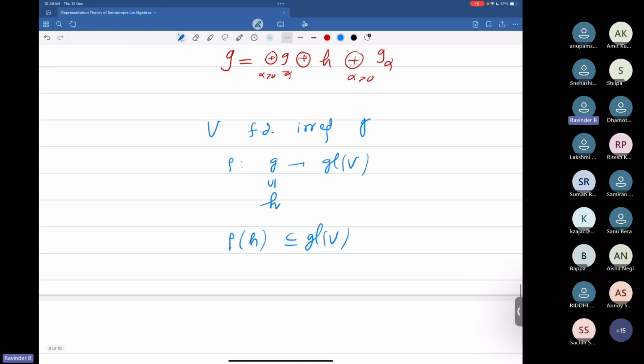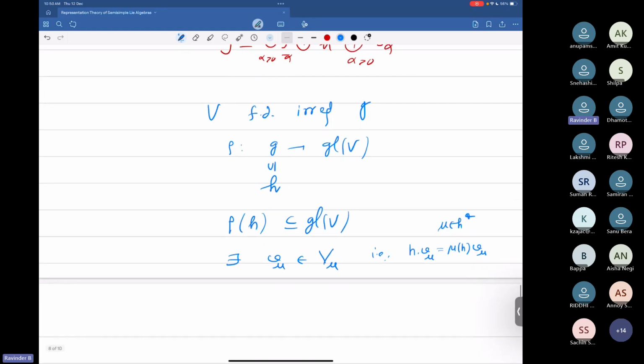V in fact splits into a direct sum of weights. So there exists some V mu, which is a weight vector. That means if I act with all the elements of H, I should get back V mu because it's an eigenvector, but the eigenvalues will depend on H. So this is mu of H. Mu is a linear function. And keep hitting with E's.